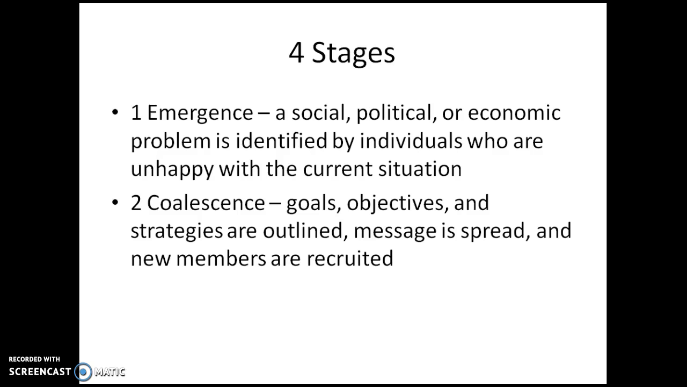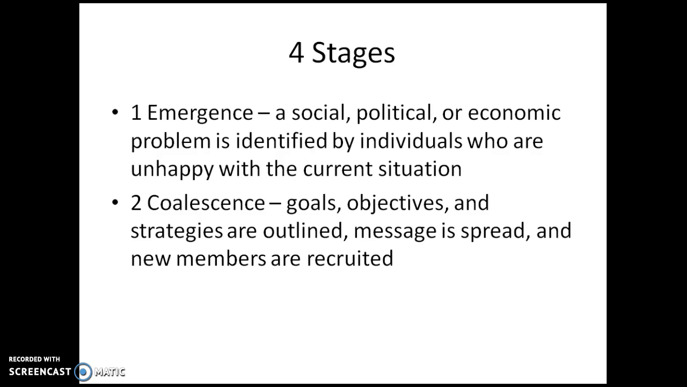So this is, for example, if we use the Never Again movement, we saw that young people were outraged after the shooting at Sandy Hook, and again after the shooting in Parkland, where we saw people come together to want to address the ability for individuals to access guns.